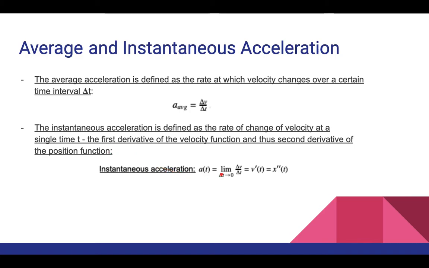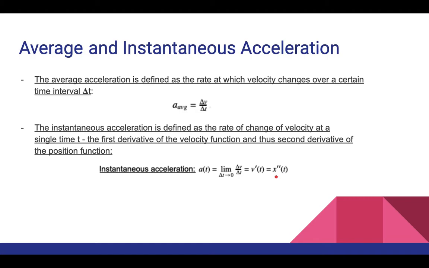The idea is, again, we take the limit as delta t goes to 0 of our change in velocity over change in time, which gives us a derivative of the velocity function. And since the velocity function is itself the derivative of the position function, that means acceleration is the second derivative of the position function. So acceleration is the first derivative of velocity, second derivative of position.